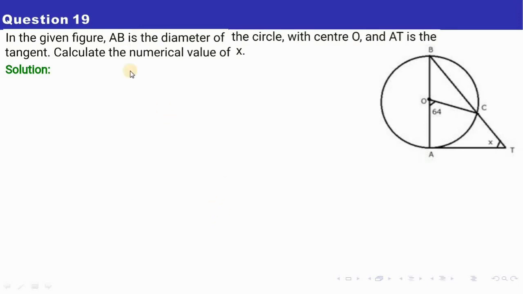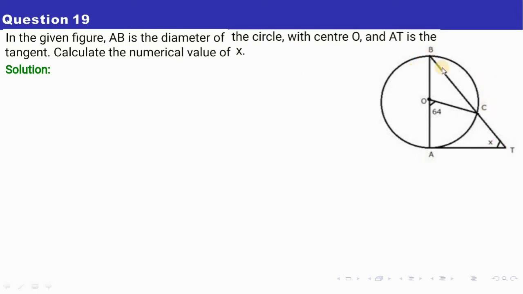So the first question for the day is question number 19. Let's read out the question. In the given figure, AB is the diameter of the circle with center O. So there is a circle whose center is O and AB is the diameter, and AT is the tangent. According to the question, we need to find the numerical value of x, that is, this angle ATB. Alright, let's see how to do this sum.